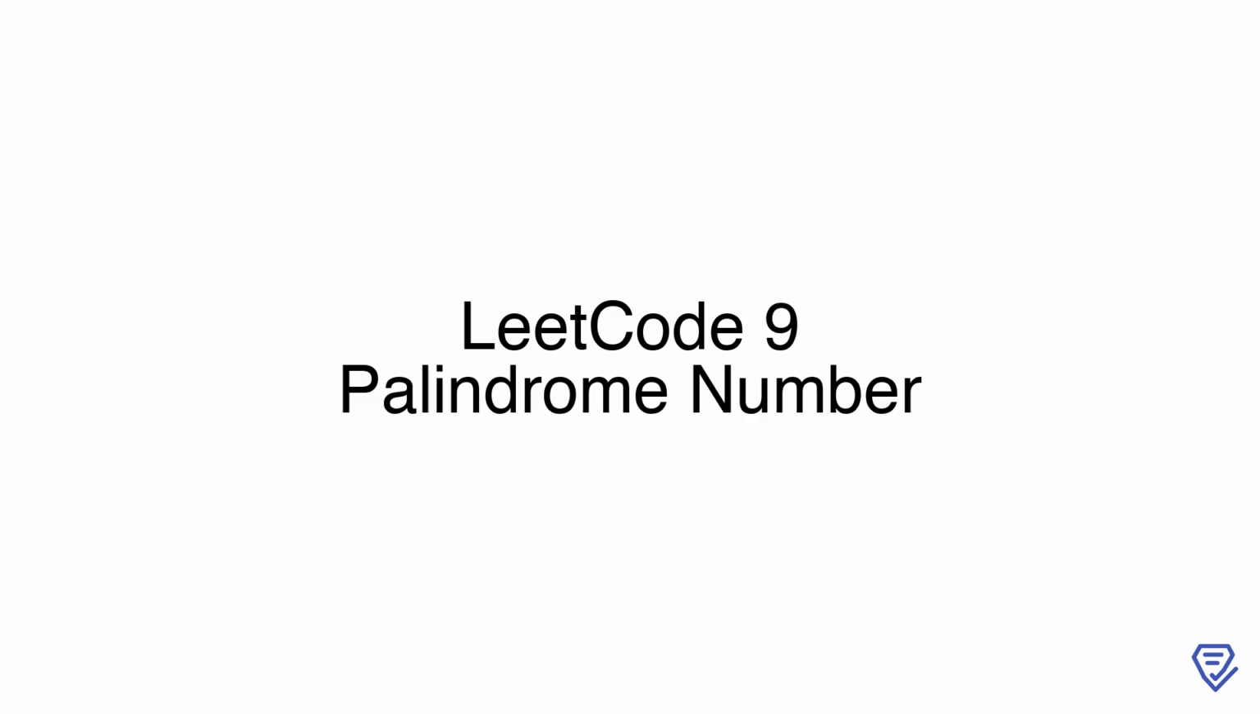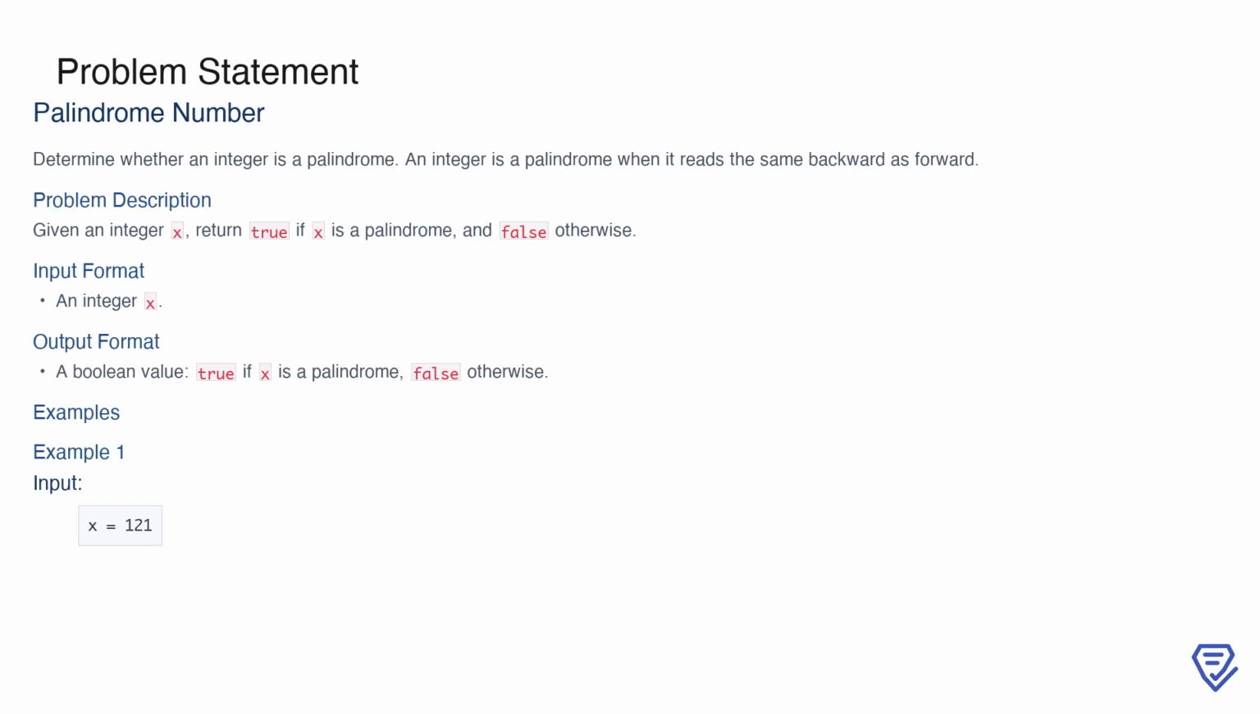Let's dive right in. In this problem, we need to determine whether an integer is a palindrome. A number is considered a palindrome if it reads the same backward as it does forward. For example, the number 121 is a palindrome because reversing it still gives 121.